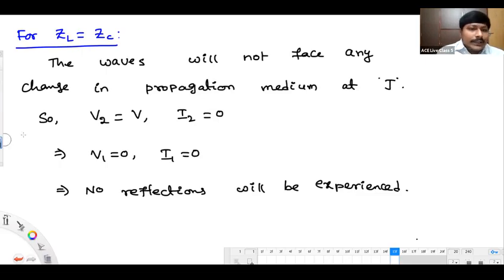I2 equals I. It's not 0, I'm really sorry. I2 equals I. Refracted quantities and incident quantities are equal. No reflection.